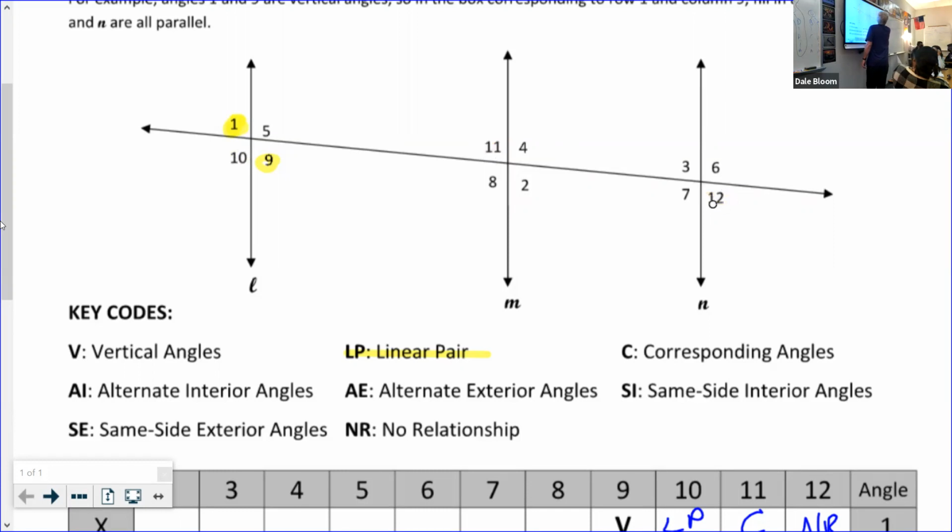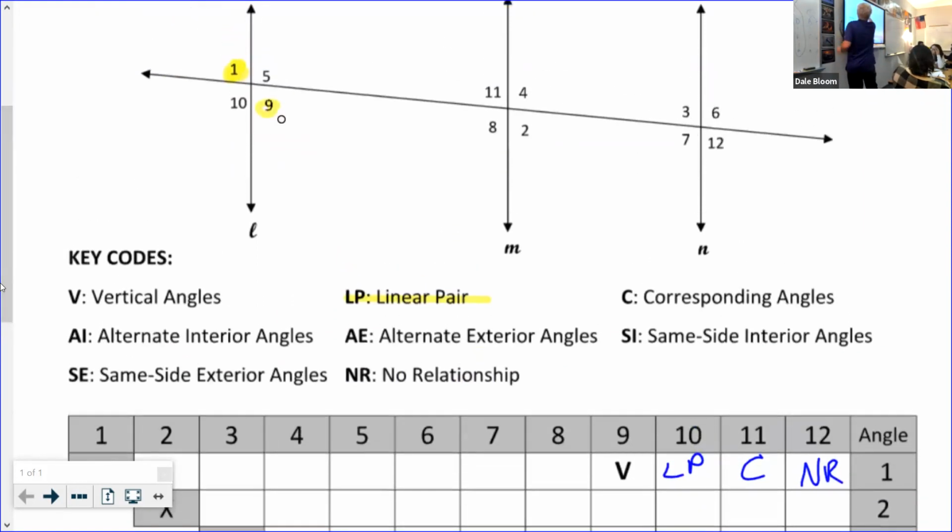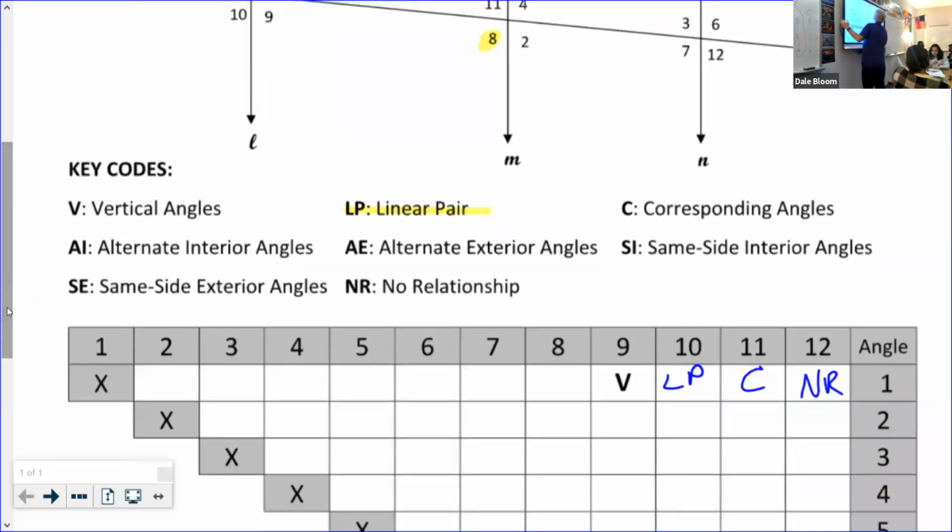I'm erasing this. So now we match up angle 1 and angle 8. Well, there's angle 1. Angle 8 is over here. Is there any relationship there? No, there's no relationship there, guys. They're not corresponding. They're alternate, but one's interior, one's exterior. That's not a thing in geometry. We're not going to have that be anything.